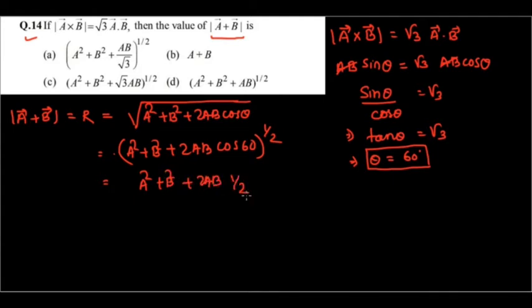60 is half, so 2 and half will cancel, and the power is 1 by 2, so that is equal to A square plus B square plus AB, whole power half. So this is the value of the magnitude of A vector plus B vector. It means option D is the correct one. So in this way you can solve this question, and now we'll proceed to the next one.